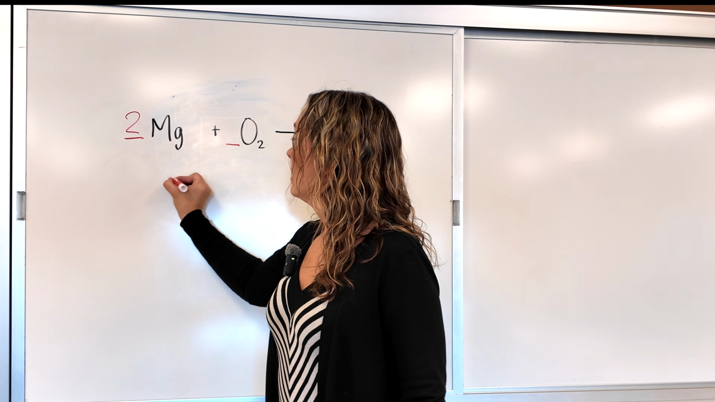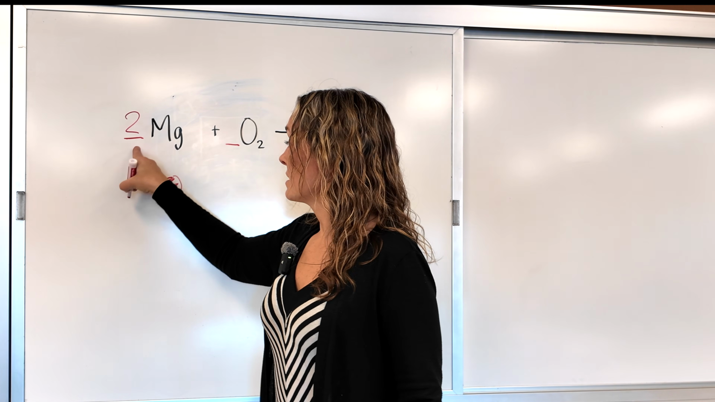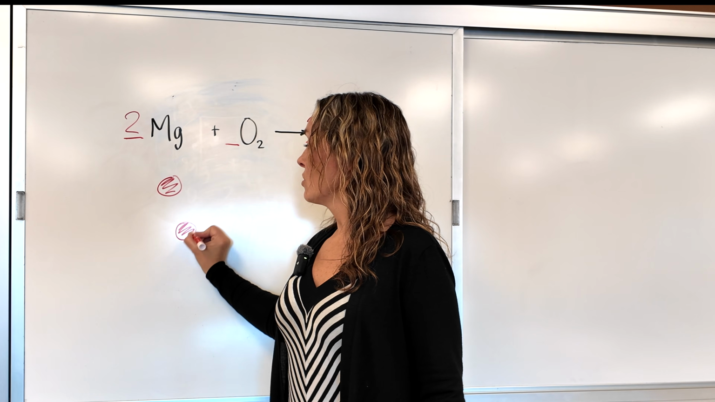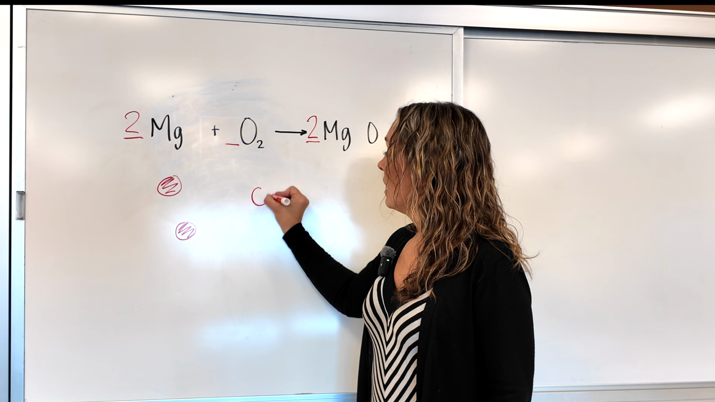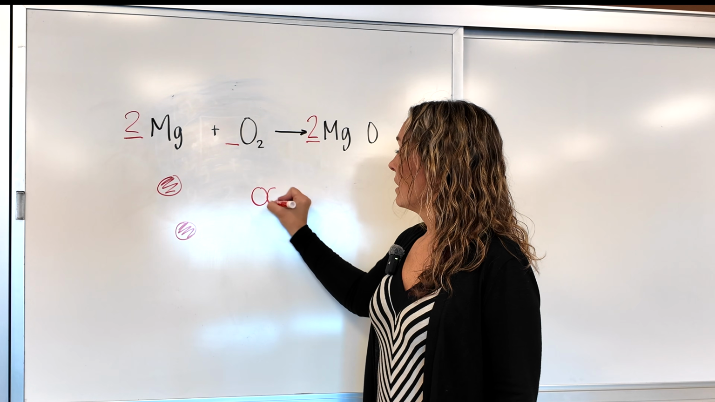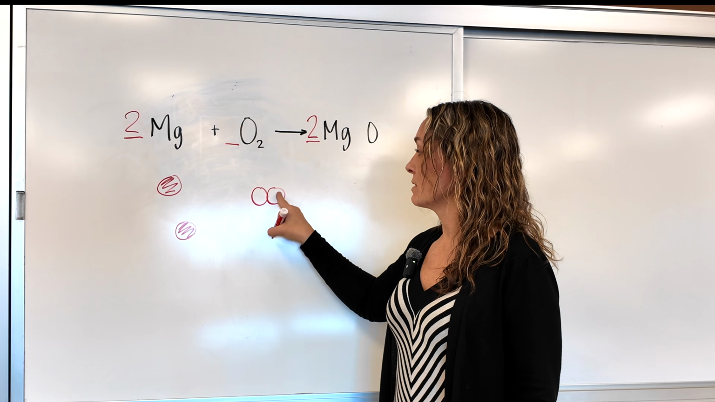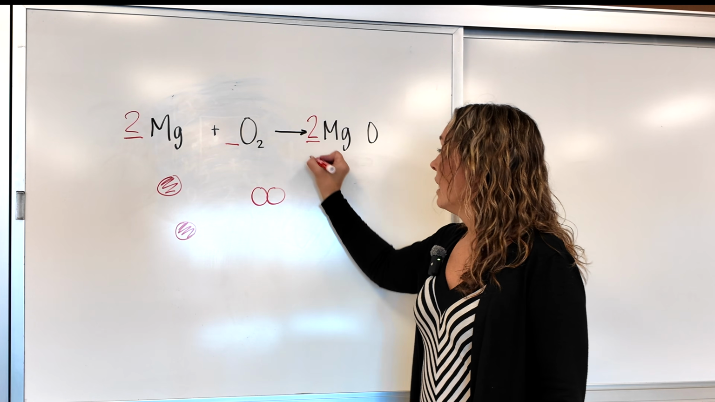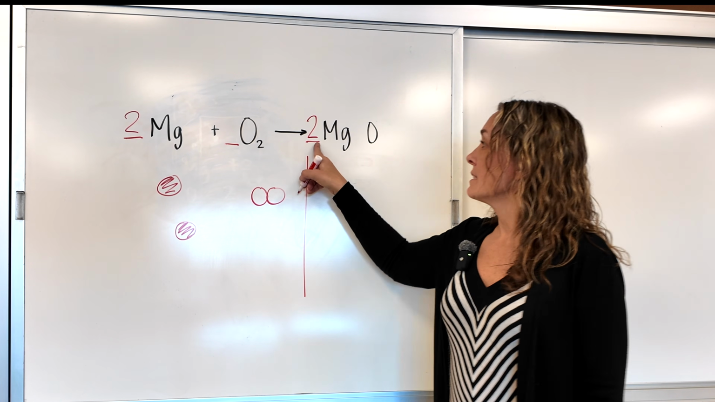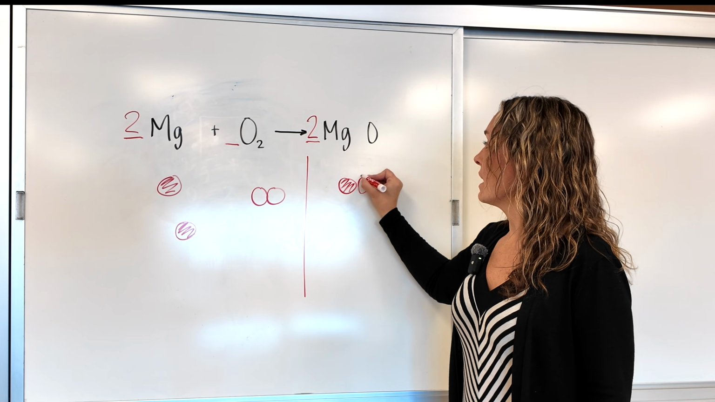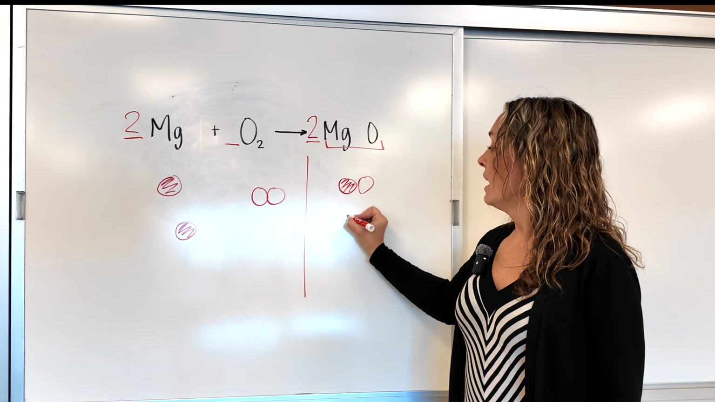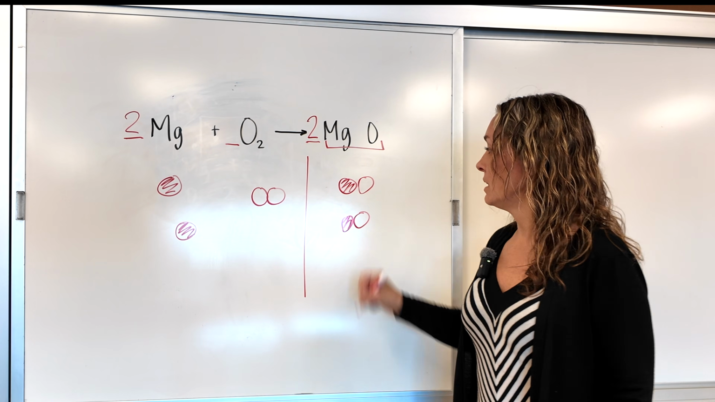If I were to model out what this looks like, for magnesium, I have 2 separate groups of magnesium shown by the coefficient out front. I have 1 oxygen molecule that contains two oxygens bonded together. On the product side, this is telling me I have two groups of MgO. So Mg and O are connected together, and there are two groups of them.